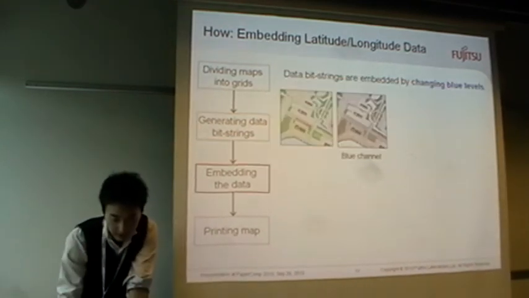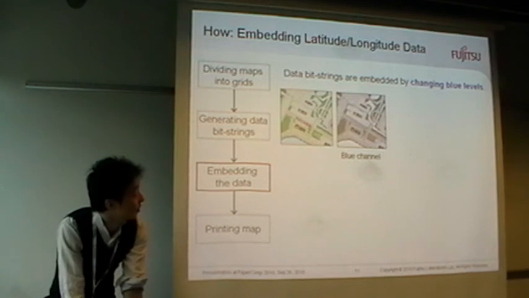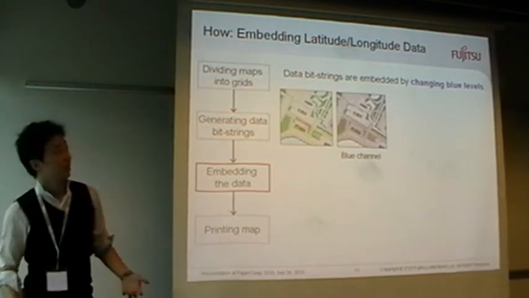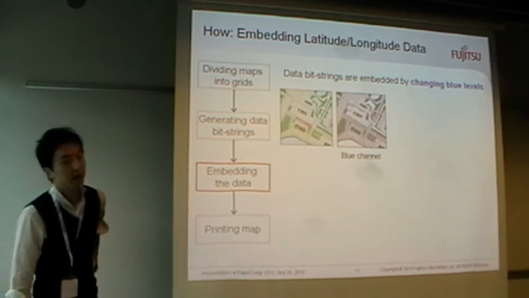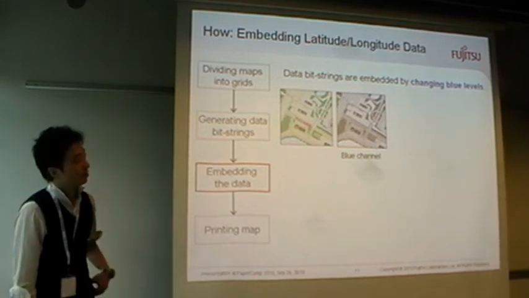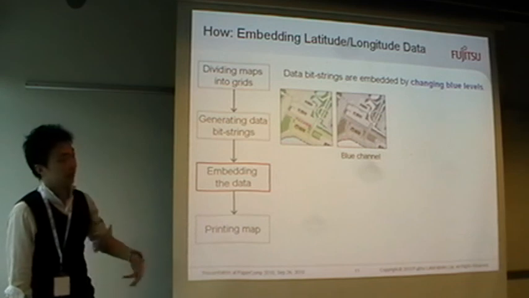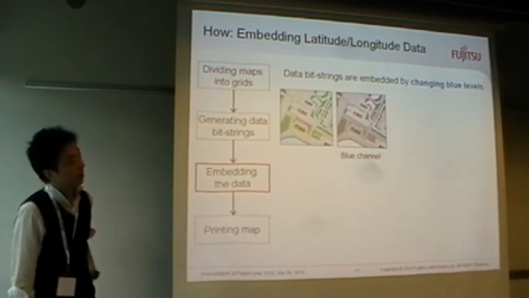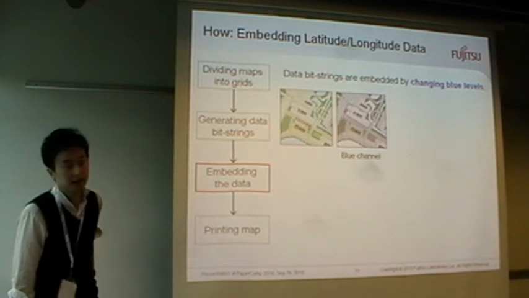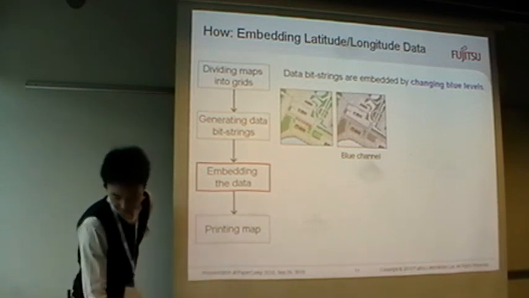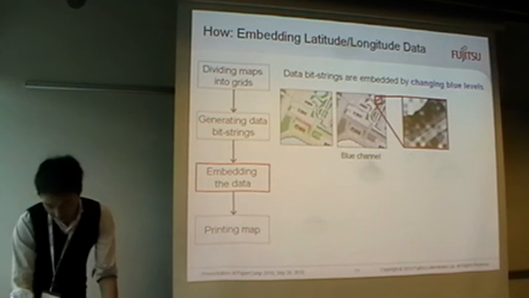And then in the third step, these data bit strings are embedded by changing the blue levels. In RGB color models, the blue channel complements the yellow channel. So we change the blue levels instead of changing the yellow colors.